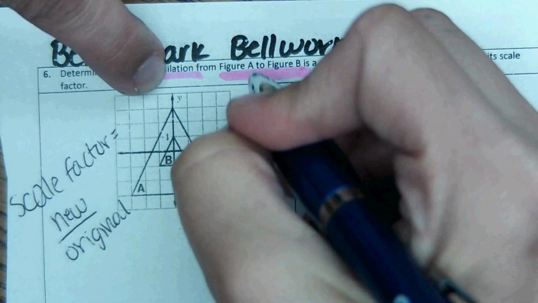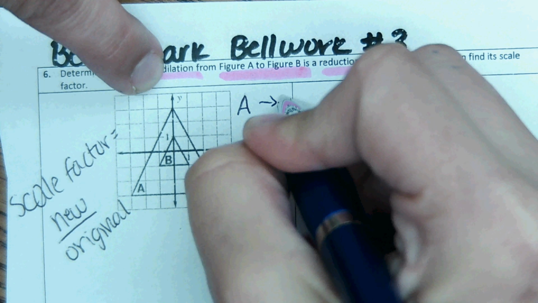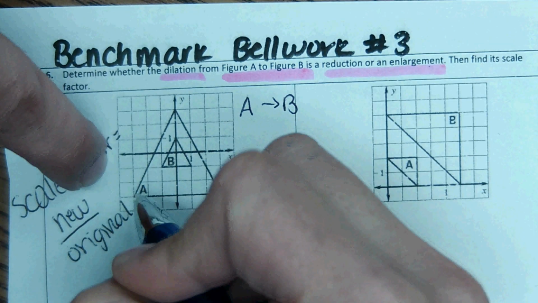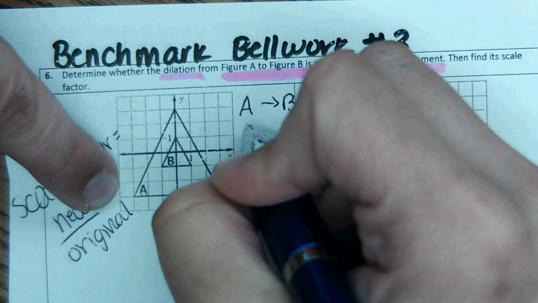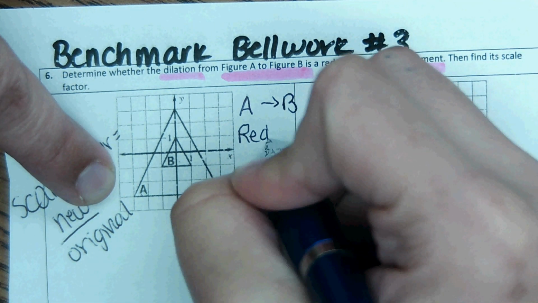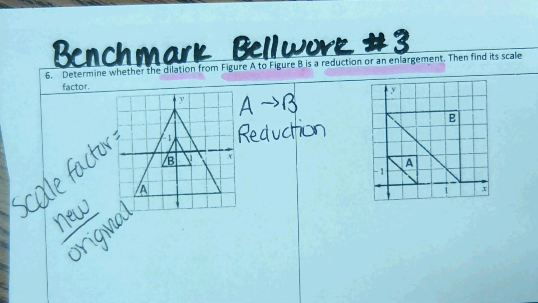So the fact that it tells you it's from A to B is important because then you can say whether it's a reduction or enlargement. So from A to B, A is bigger, B is smaller. So therefore, it is a reduction. So that is the first part of the answer.